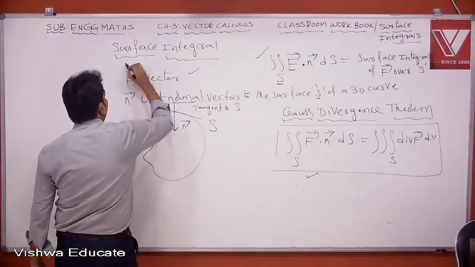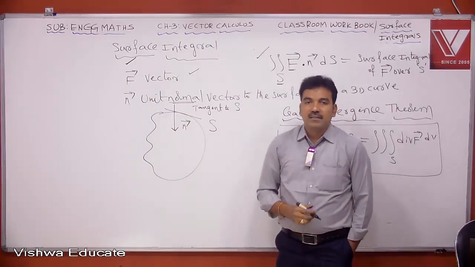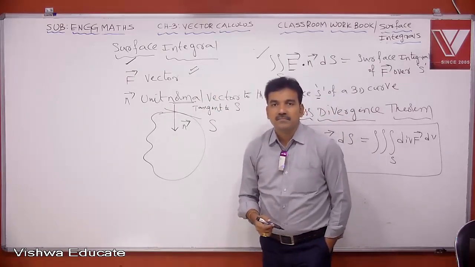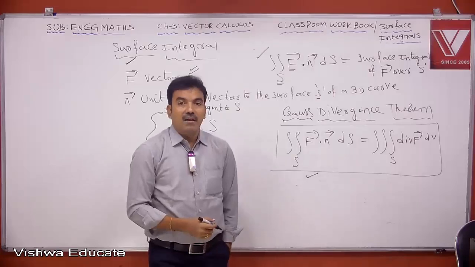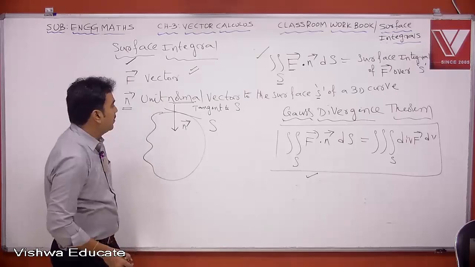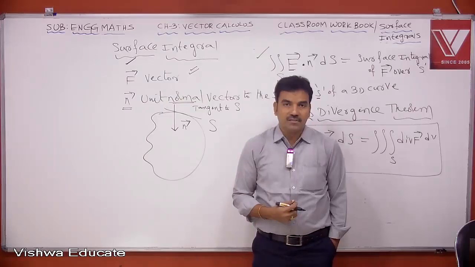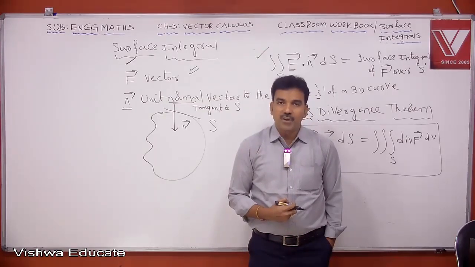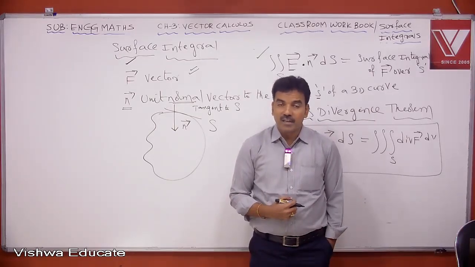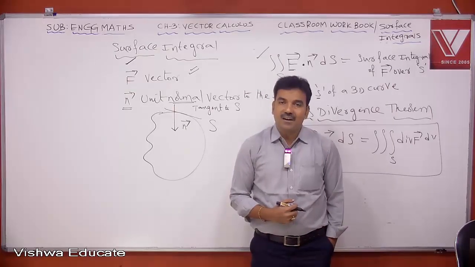At first, let us write the definition of a surface integral, standard form. Let f bar be any vector and n bar be a unit normal vector to the surface S of a 3D curve.